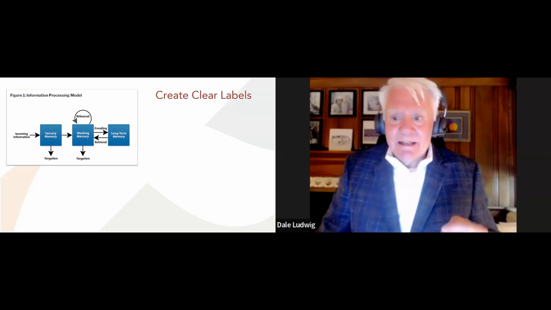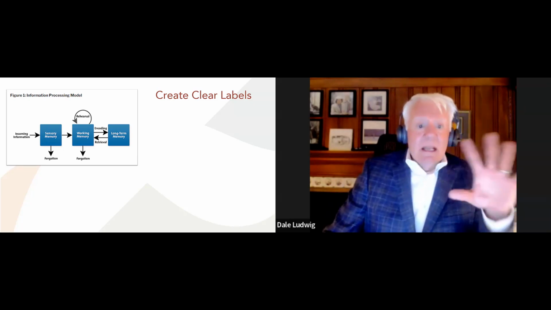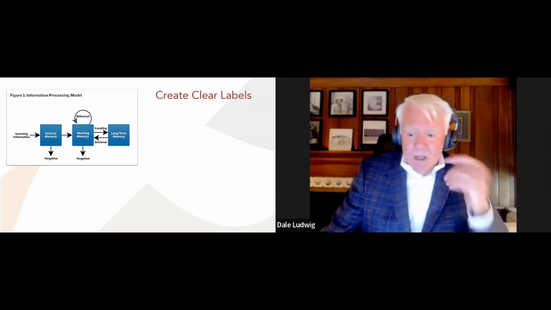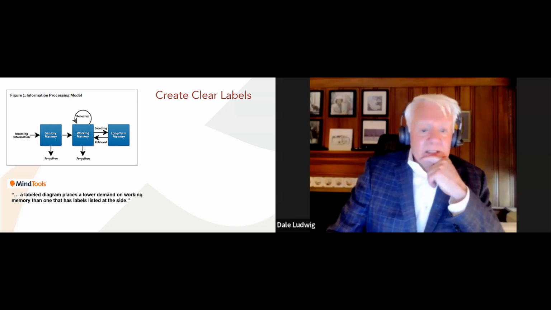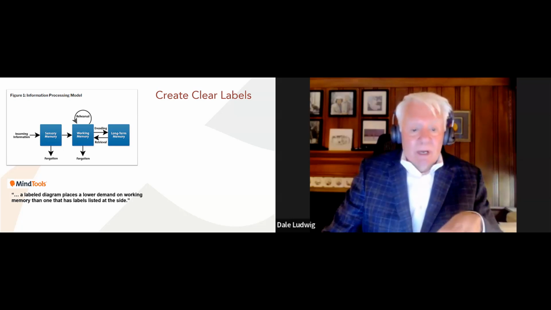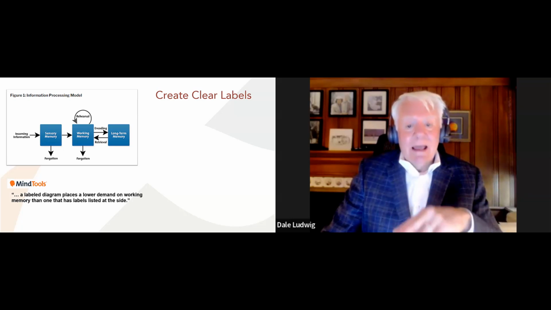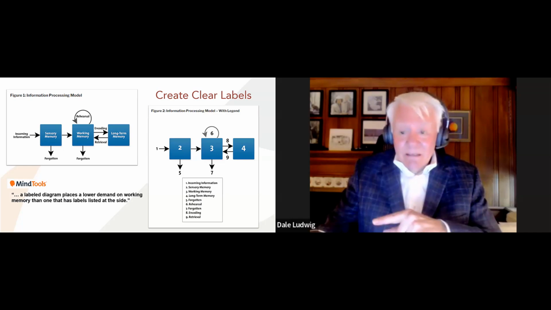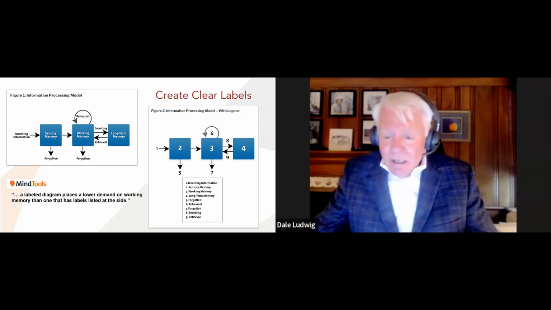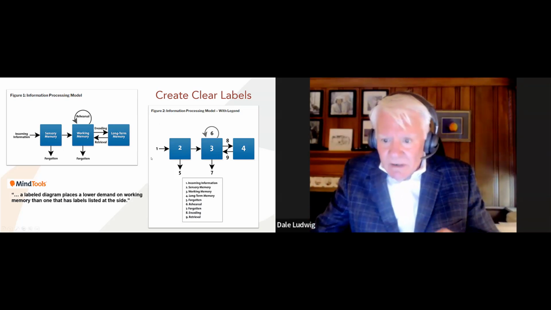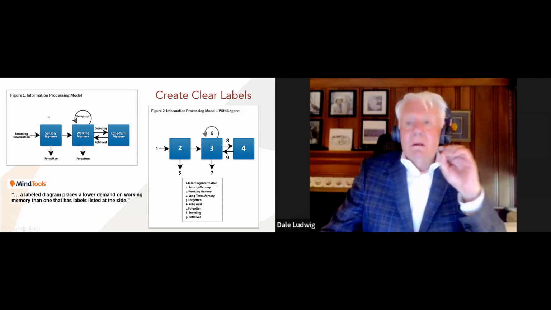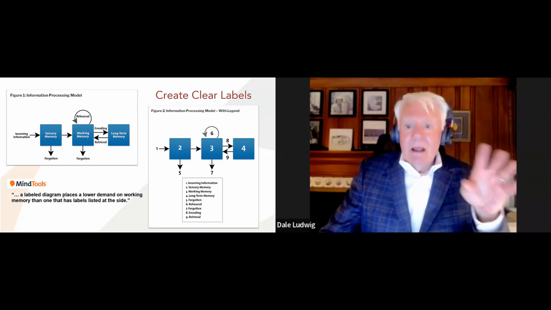And one way to do it, getting back to this slide, is to create clear labels. This is about memory. Okay, let's look at an example. Two ways of thinking about this. A labeled diagram, as MindTools says, places a lower demand on working memory than one that has labels listed at the side. So if you look at this image on the right-hand side of the slide, it's much harder to understand. To go, okay, one, okay, that's over there. Two, all right, that's the box. To put those labels on the image is easier for you, easier for everybody.